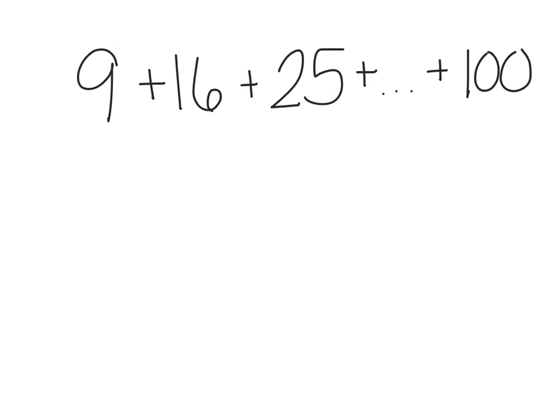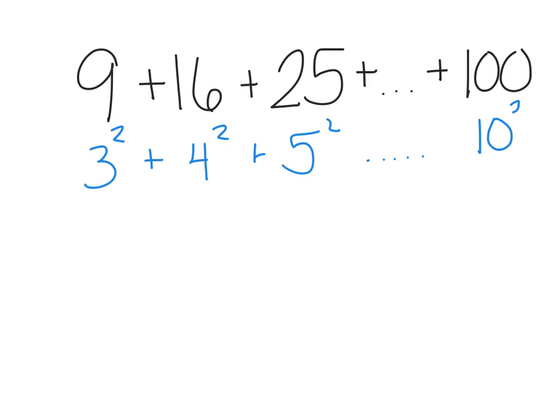All right, take a look at this sequence. I have 9 plus 16 plus 25 plus some other numbers all the way up to 100. Okay, can you find the pattern? What's happening? Where are these numbers coming from? Well, I'm hoping it's fairly obvious. One answer anyway is fairly obvious. I hope you recognize that this is 3 squared, and this number is 4 squared, and this number is 5 squared. Probably some numbers in between there. This number is 10 squared.